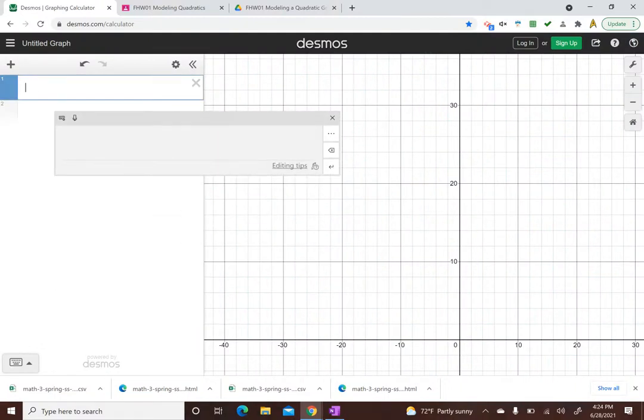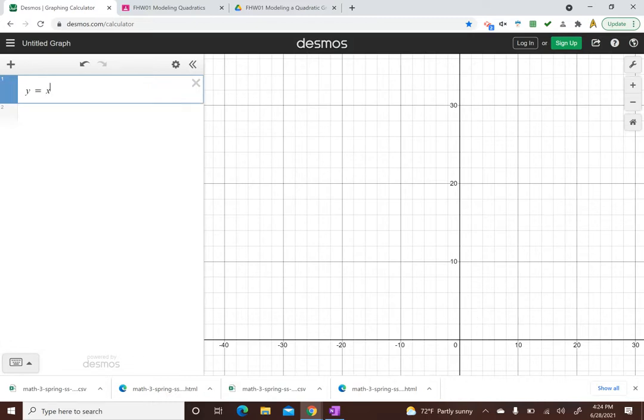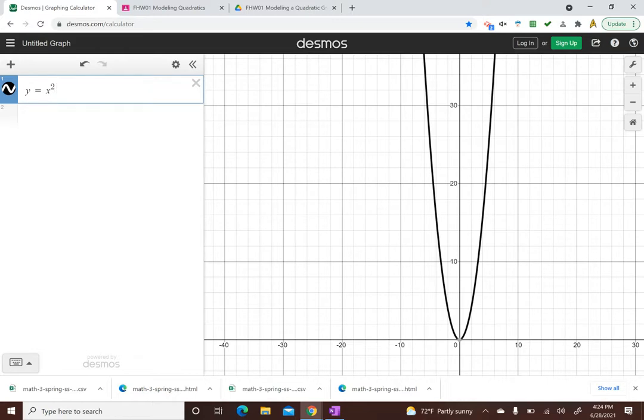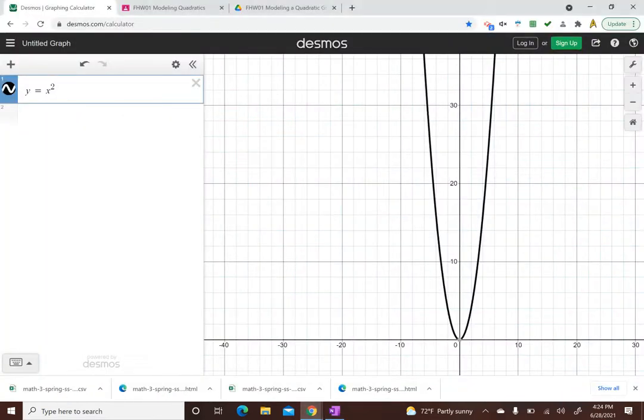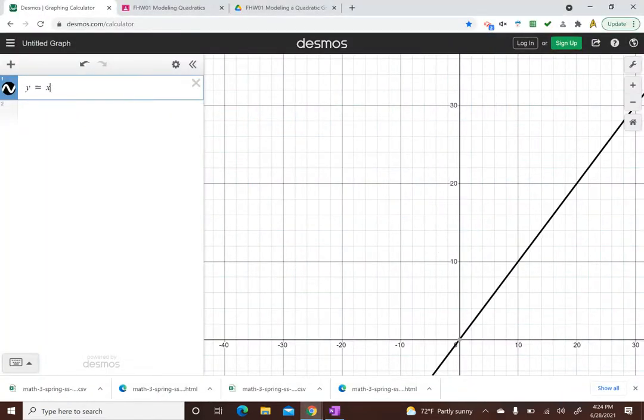All right, y equals x squared. Or am I doing the wrong one? I think I started doing the wrong one. I'm supposed to be doing 2x squared. Yeah, I'm doing the wrong one. Okay, back over to Desmos and fix my mistakes.